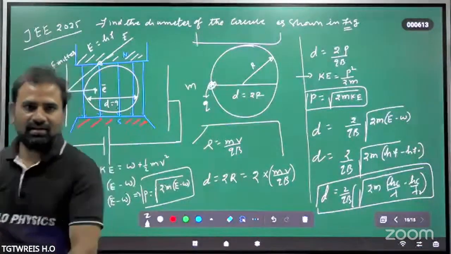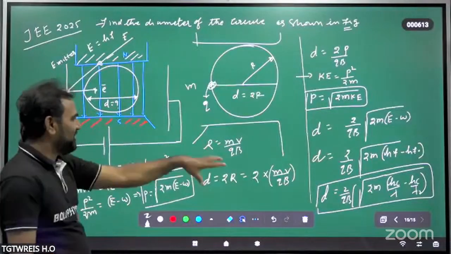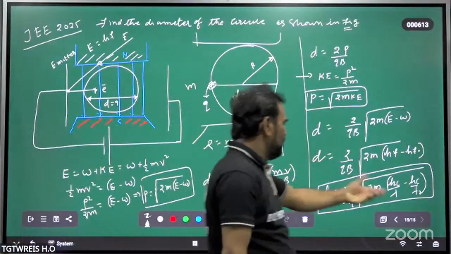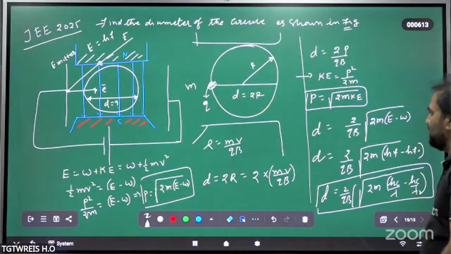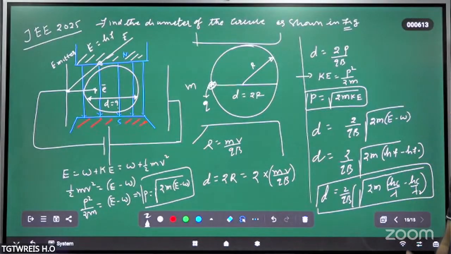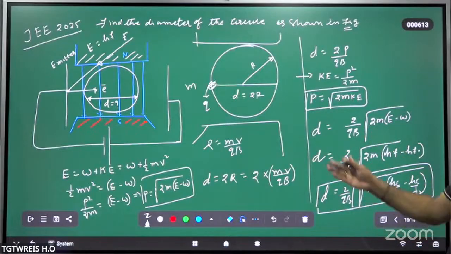So this is the diameter of the circle. Is it clear? The diameter of the circle is given by D equal to 2 by qB into root over 2m into hc by lambda minus hc by lambda naught. This is a very easy problem. This question was asked based on the concept of the Einstein photoelectric equation only.